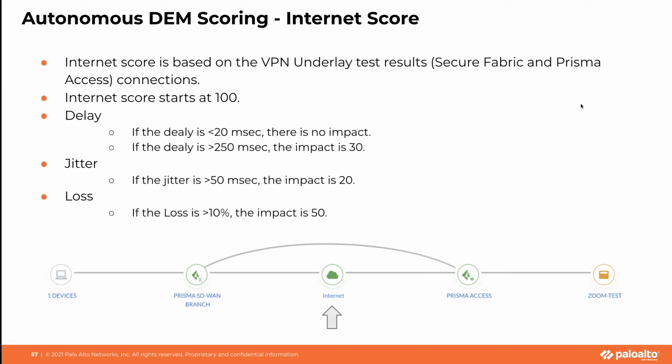Internet score. The internet score is based on VPN unrelated test results or secure fabric and the Prisma Access connection. And the internet score also starts at 100. It also includes the delay, jitter, and loss. If the delay is less than 20 milliseconds, there is no impact. If the delay is greater than 250 milliseconds, the impact is 30. If the jitter is greater than 50 milliseconds, the impact is 20. And if the loss is greater than 10%, the impact is 50.